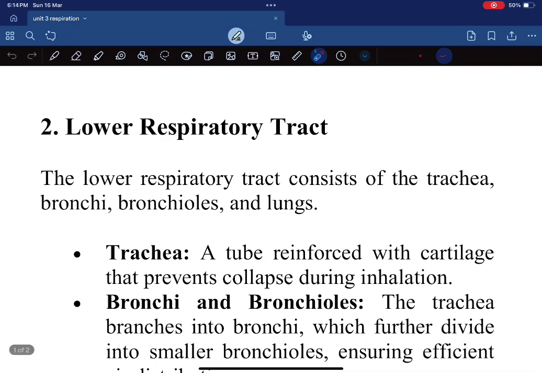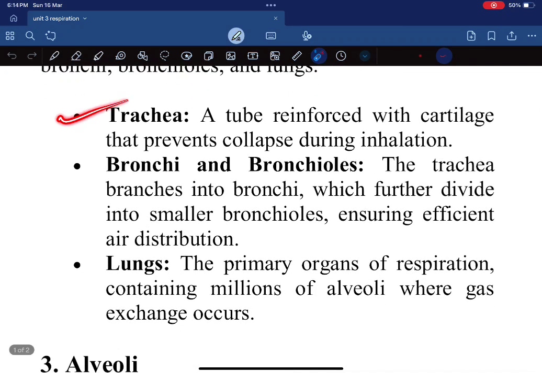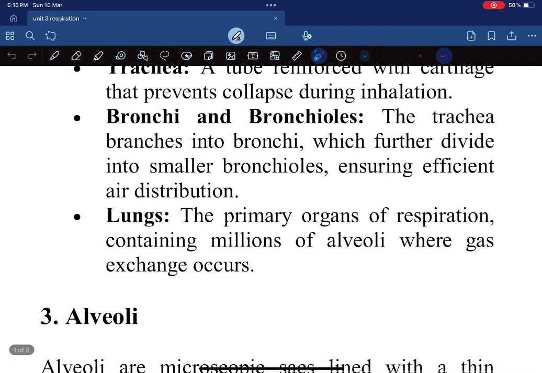Second, the lower respiratory tract. The lower respiratory tract consists of the trachea, bronchi, bronchioles, and lungs. The trachea is a tube reinforced with cartilage that prevents collapse during inhalation. Bronchi and bronchioles: the trachea branches into bronchi, which further divide into smaller bronchioles, ensuring efficient air distribution. Lungs, the primary organ of respiration, contain millions of alveoli where gas exchange occurs.